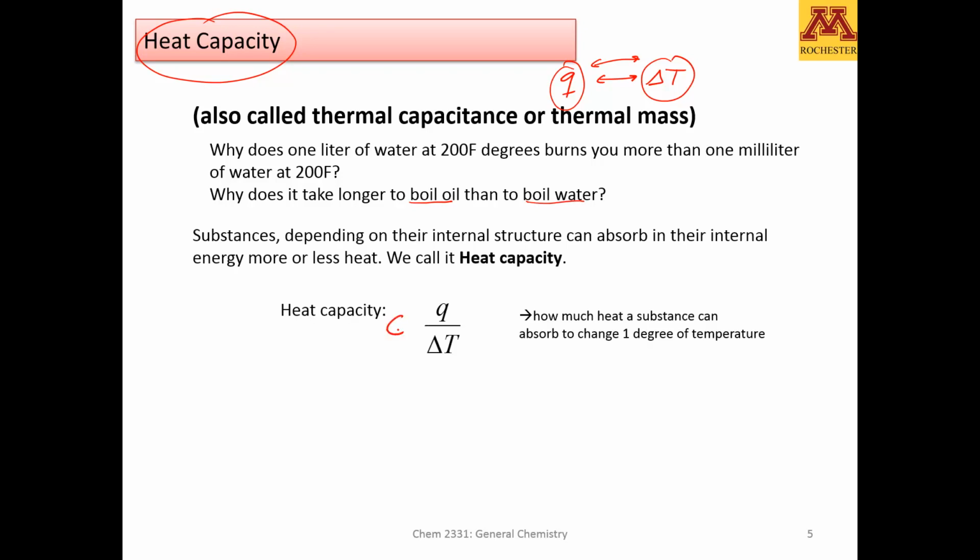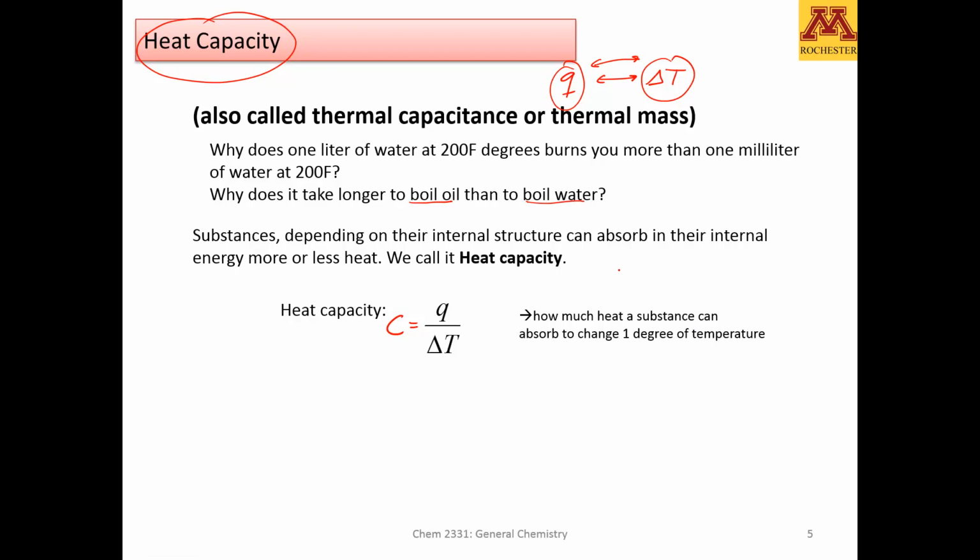The heat capacity, by definition, is the ratio between heat and change of temperature. In other words, how much heat it takes for 1 degree of temperature, how much heat a substance can absorb to change 1 degree of temperature.